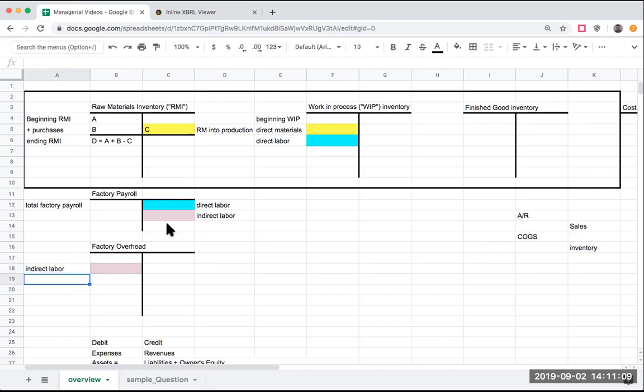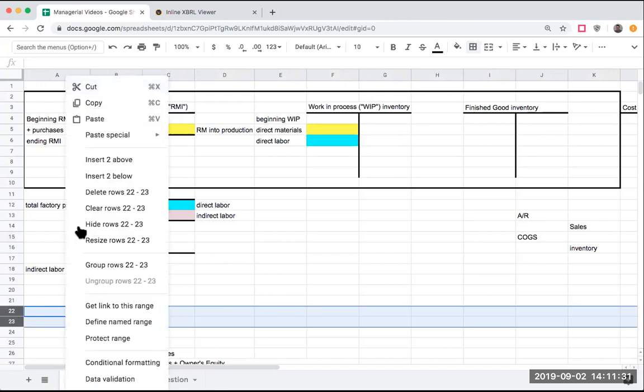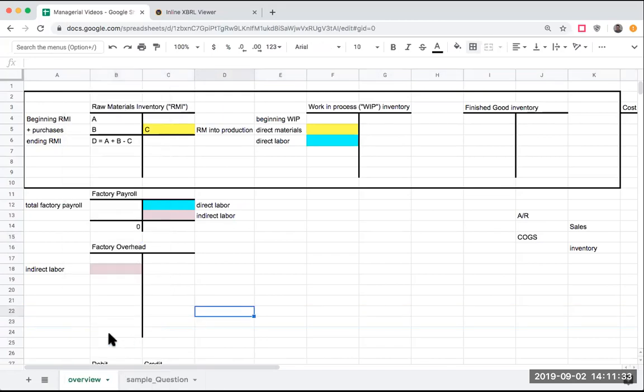Now, when I look at this factory payroll, very, very important: what's remaining are going to be the three items right here that are going to my balance sheet. However, factory payroll needs to be zeroed out at the end of the period. It cannot have any value, so it has to be zeroed out. Similarly, factory overhead is going to have an ending zero balance.